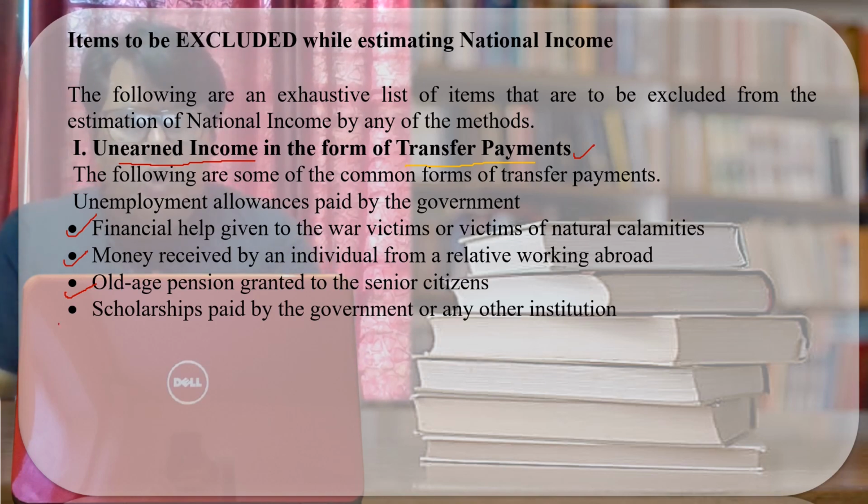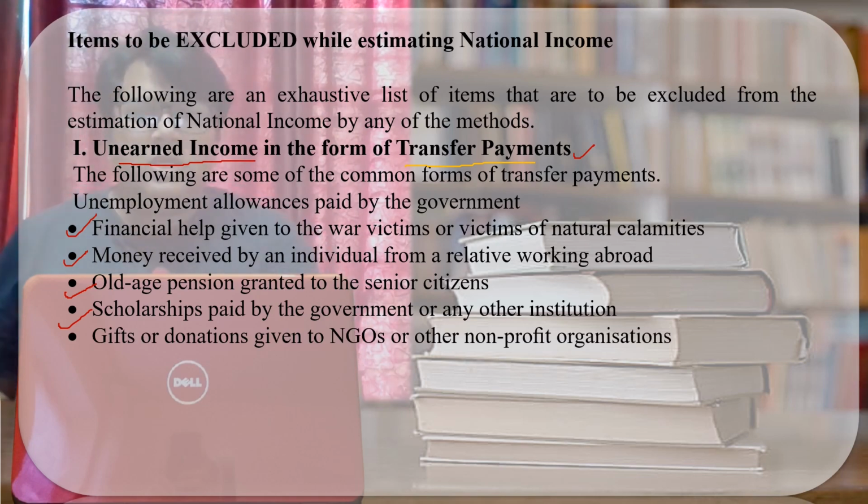Next is scholarship paid by the government or any other institutions. We have seen that the government is giving scholarships to deserving candidates, and some institutes are also giving scholarships to students. But always remember it is not earned income. They have not given any factor services.